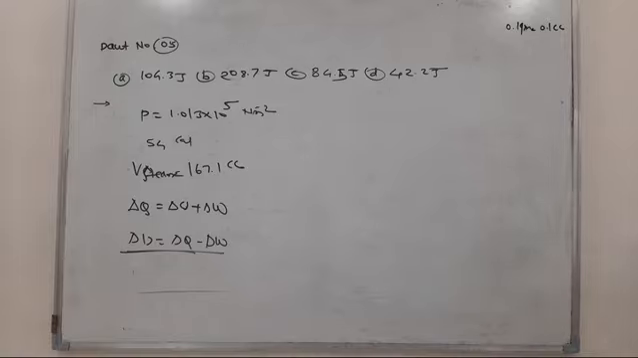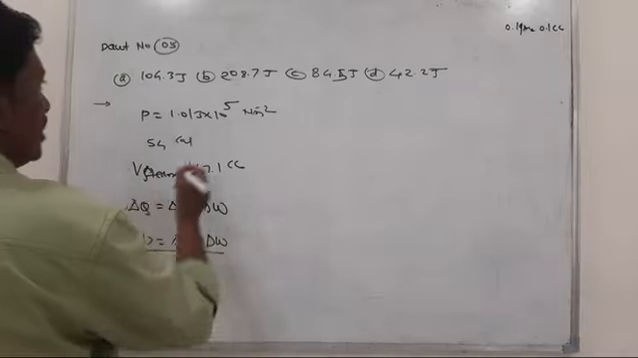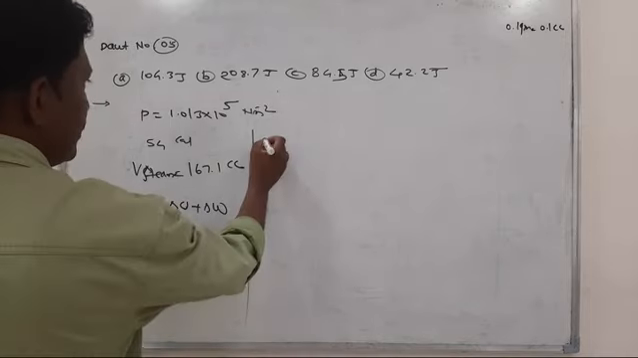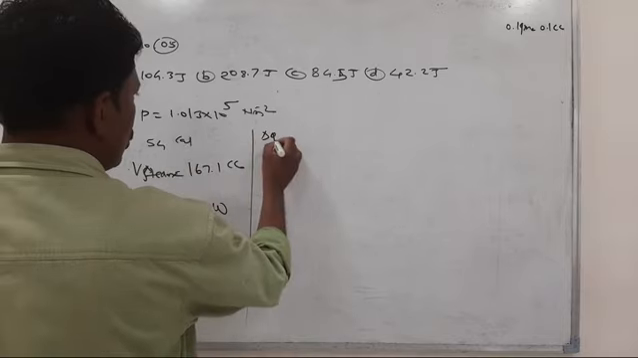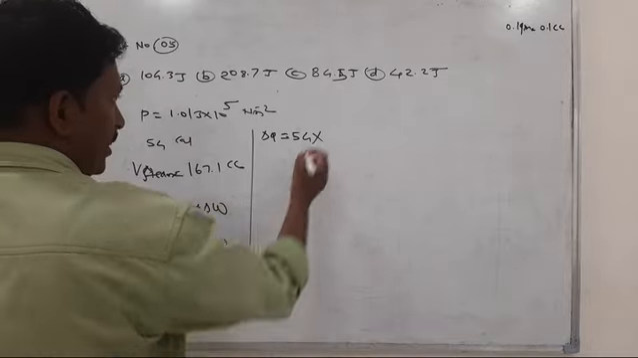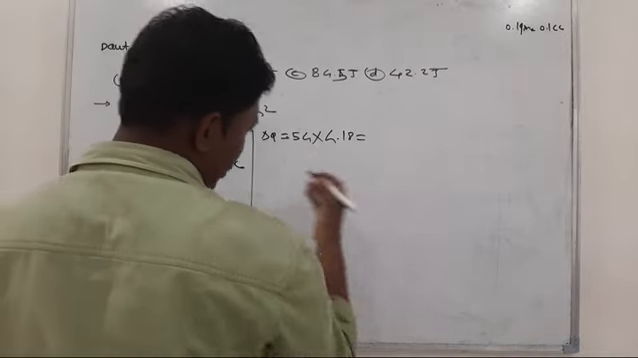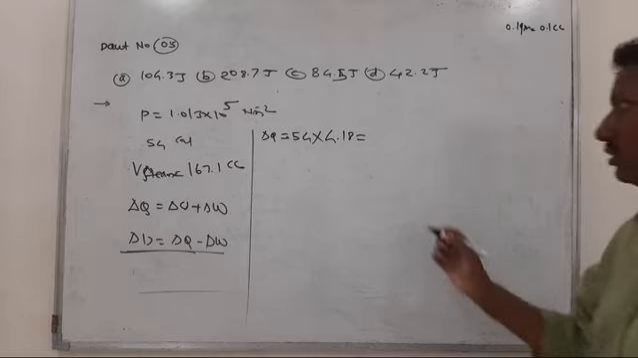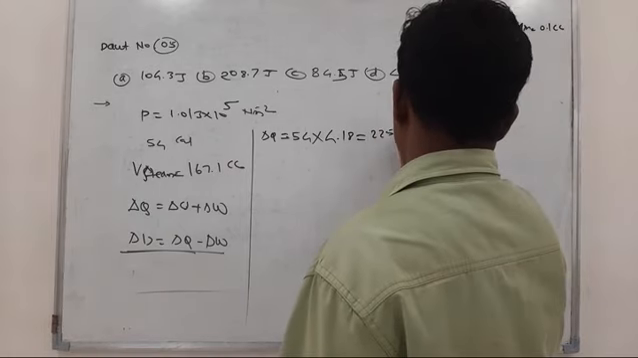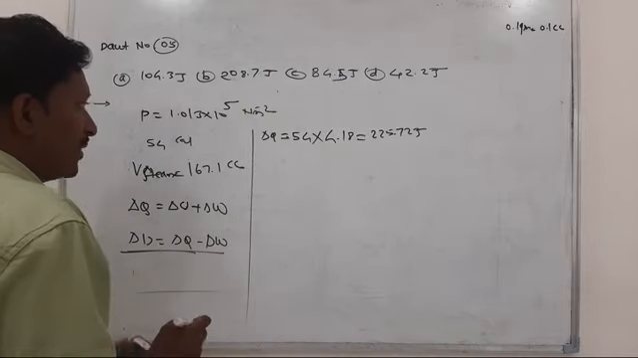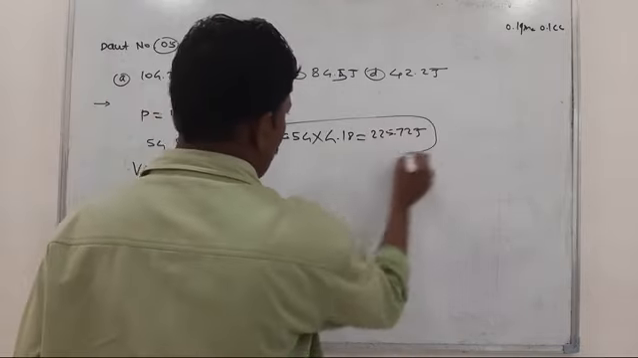Then, student, first find out the heat, that is delta Q. Delta Q is equal to 54 calorie, but calorie is not an SI unit, so multiply by 4.18 to convert it to joule. I write the direct answer: 225.72 joule. Okay student, calorie is not an SI unit. Then we will get the value of delta Q.